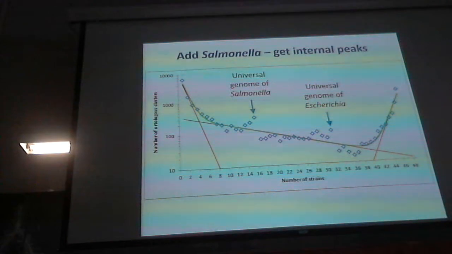And so these internal peaks indicate that our sample, our set of strains, is not homogeneous. That there are genes which clearly distinguish, differentiate one species from the other. And actually we'll return to that a bit later.